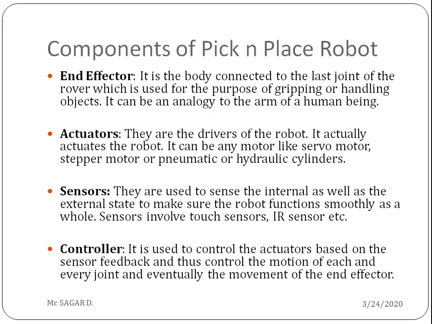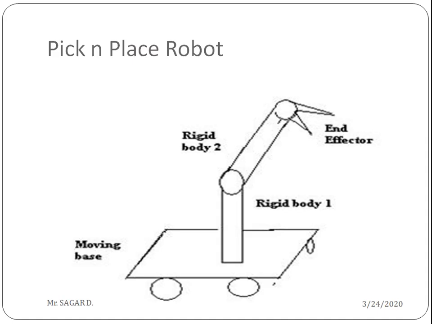Third one is a sensor. Sensor senses some physical parameter of the environment. Sensors are used to sense the internal as well as external state to make sure the robo functions smoothly as a whole. There are various types of sensors that we have already discussed. Then the controller, that is the brain of the robo. It is used to control the actuator based on the sensor data. So the sensor senses some data, sends that data to the controller, and the controller gives command to the actuator. In this way this pick and place robo works.